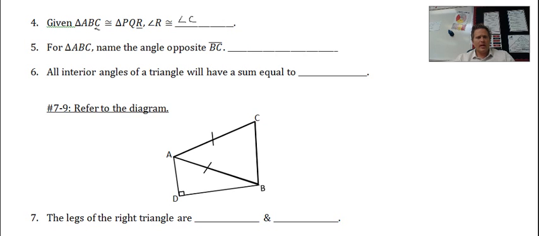It says for triangle ABC, name the angle opposite of BC. So let's draw the triangle that you have here. If you have ABC, here is BC that you have here. That's the side. So what is the angle that is opposite? That's going to be angle A. All interior angles of a triangle will have a sum equal to 180 degrees. Every time, a triangle right there always adds to 180.